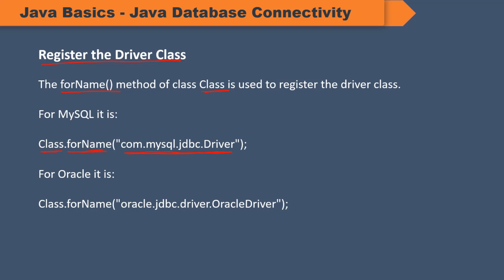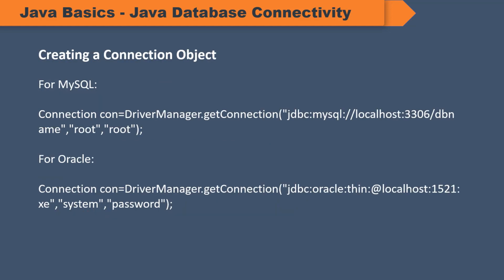And for Oracle we have to give Class.forName of oracle.jdbc.driver.OracleDriver. So this is what will change. And there is one more thing, the server URL, that will also change. But for registering the driver class, we have to use the method forName of the class. So we use Class.forName com.mysql.jdbc.Driver.